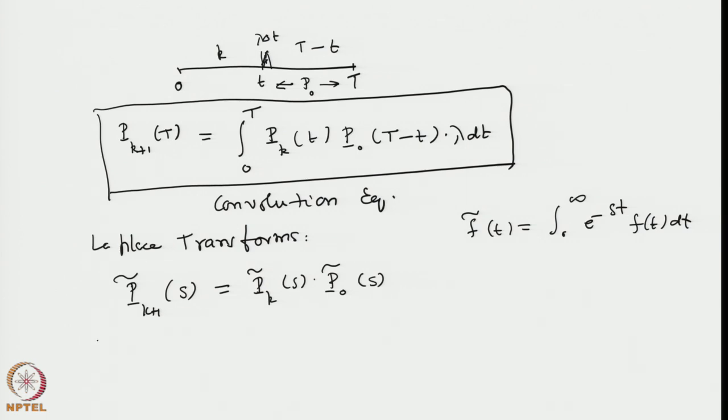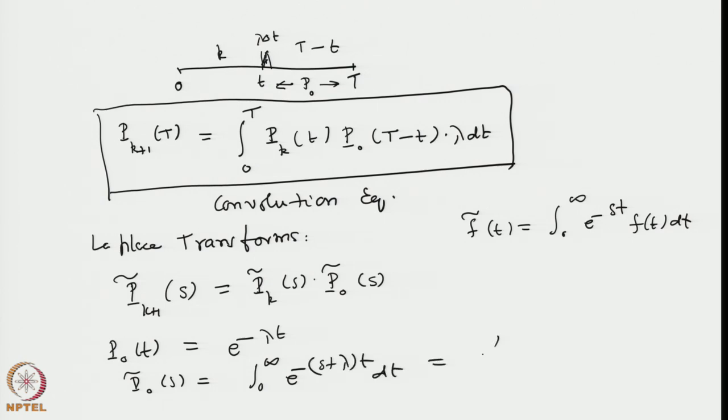We have already calculated p naught, the probability of non-arrival. That is p naught t, we have already seen. It is the exponential of minus lambda t. Hence, its Laplace transform p naught tilde s is the Laplace transform of e to the power minus lambda t, and that is easy to show: it is the integral of e to the power minus s plus lambda t dt, which is 1 by s plus lambda.